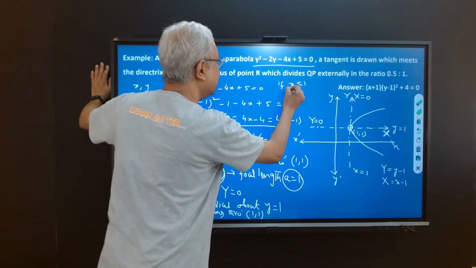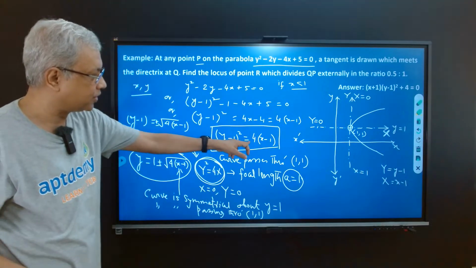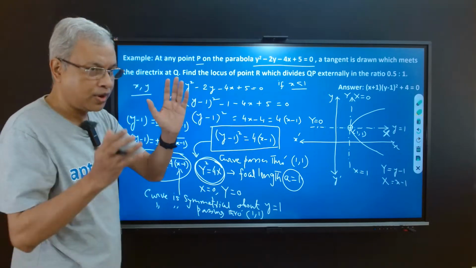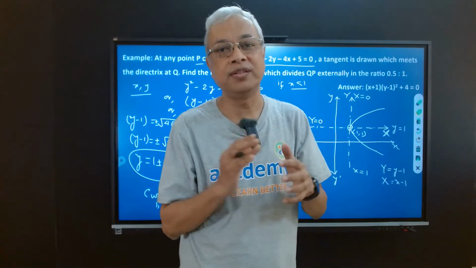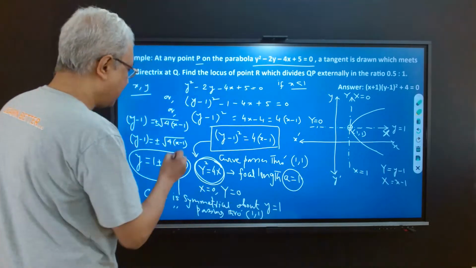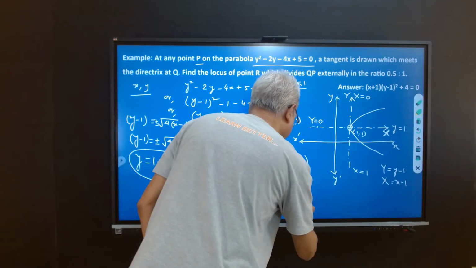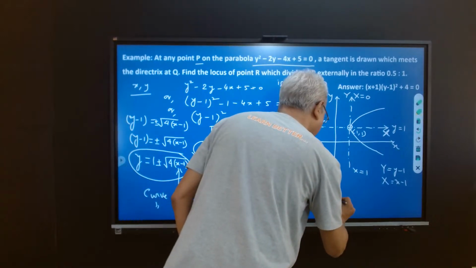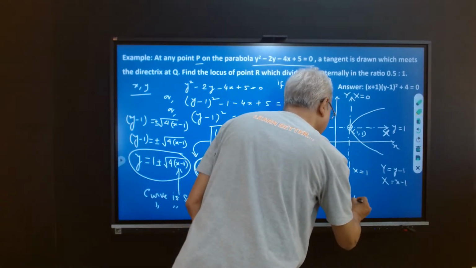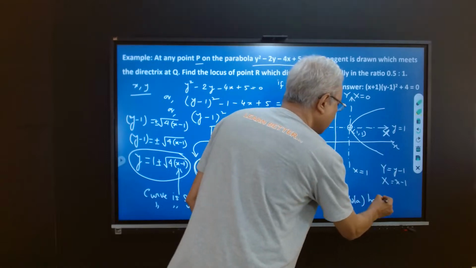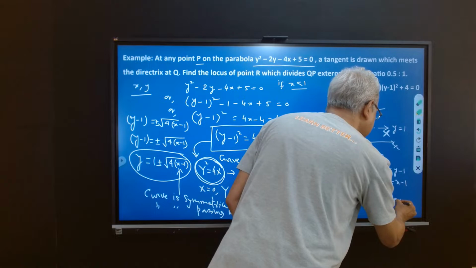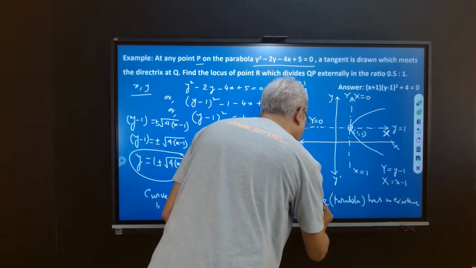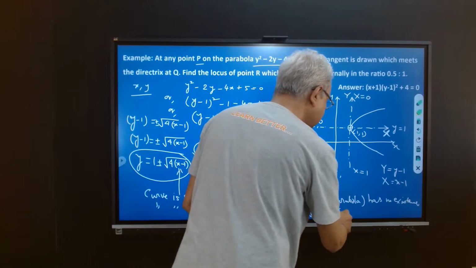x is less than 1 in this equation, then the RHS becomes a negative quantity. So y minus 1 whole square is a negative quantity. That means y minus 1 is an imaginary thing. So the curve, curve means parabola, has no existence for x less than 1.